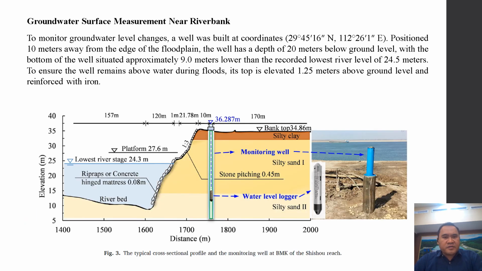And then the groundwater surface measurement near riverbanks. To monitor groundwater level changes, a well was built, positioned 10 meters away from the edge of the floodplain. The well has a depth of 20 meters below ground level, with the bottom of the well situated approximately 9.0 meters lower than the recorded lowest river level of 24.5 meters. To ensure the well remains above water during floods, its top is elevated 1.25 meters above ground level and reinforced with iron. You can see the picture on the right in blue. This is the reinforcement for the groundwater surface measurement.